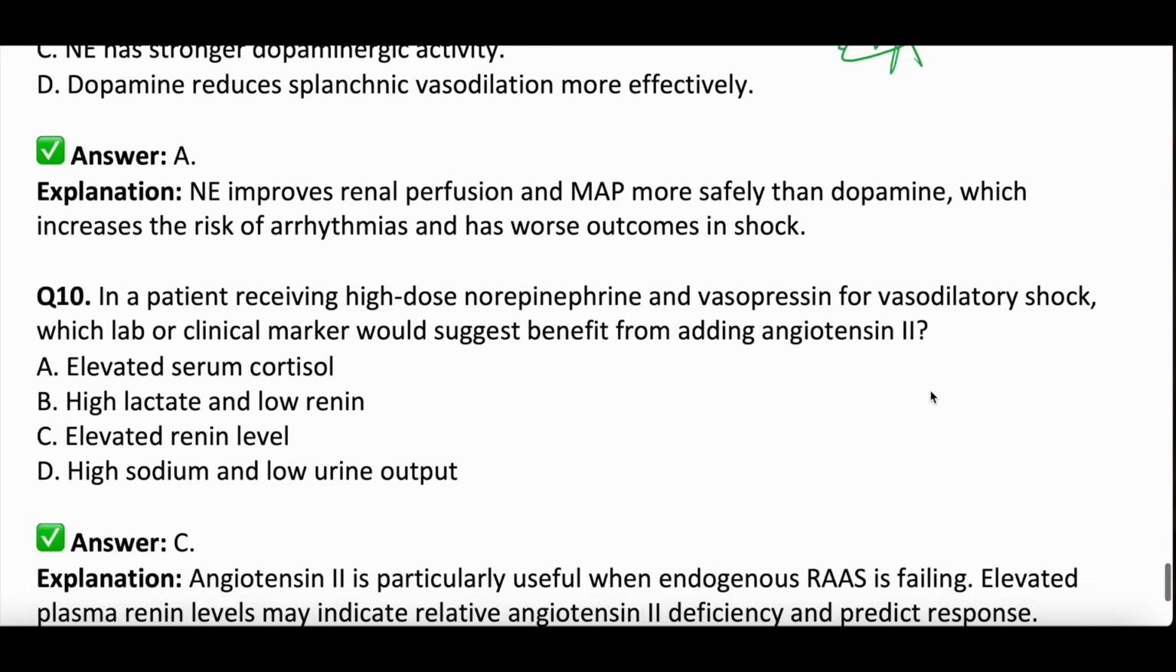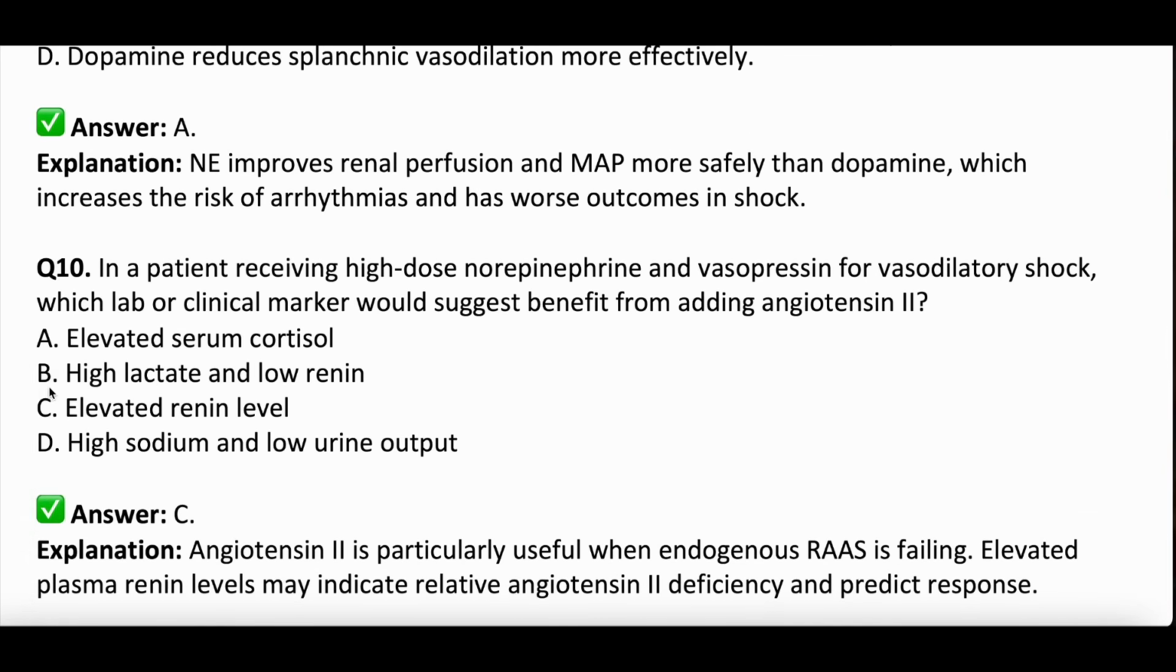The correct answer is C, elevated renin level. Angiotensin II is particularly useful when endogenous RAS is failing. Elevated plasma renin levels may indicate relative angiotensin II deficiency and predict a response. The challenge is we don't have a quick way to order, or shouldn't say that, we can order it, but we don't have a quick way to get back renin levels.